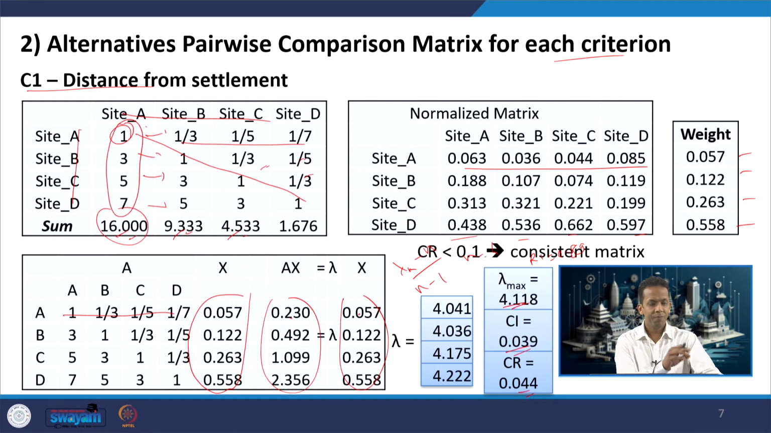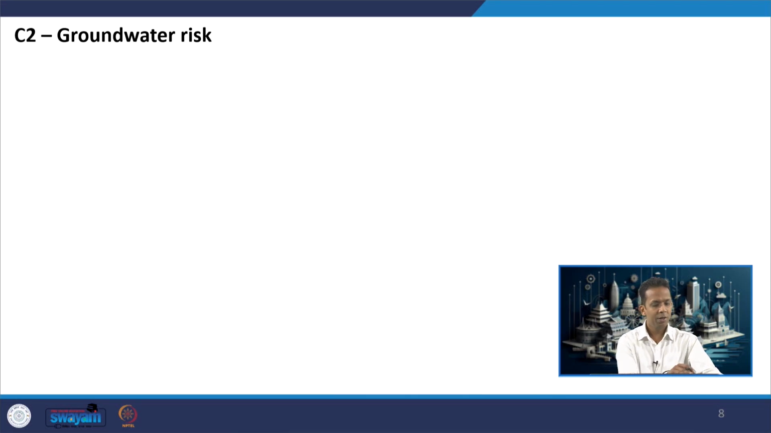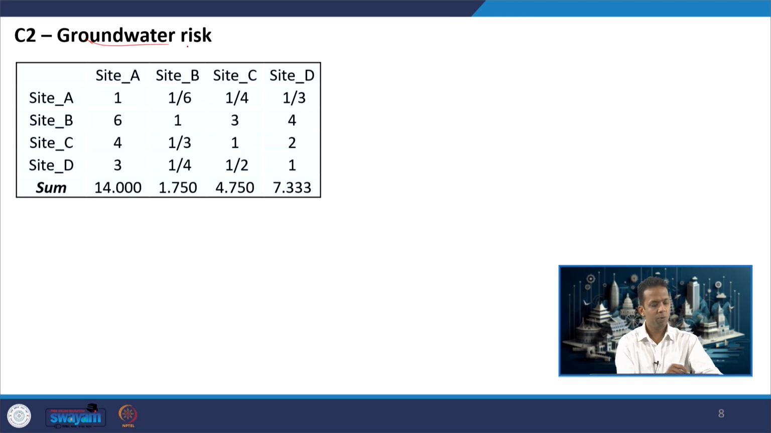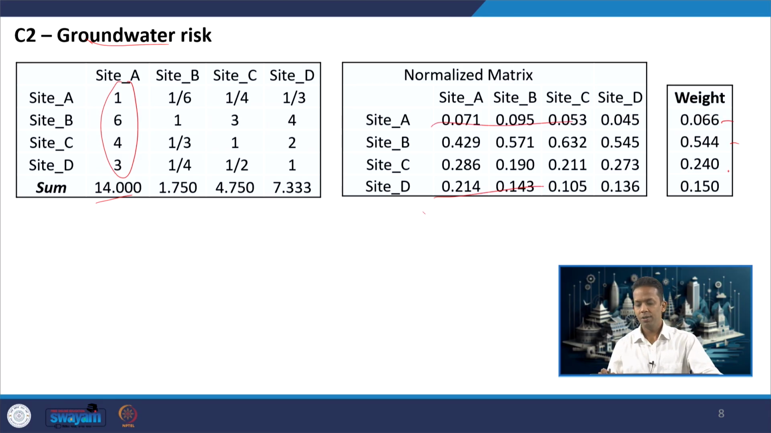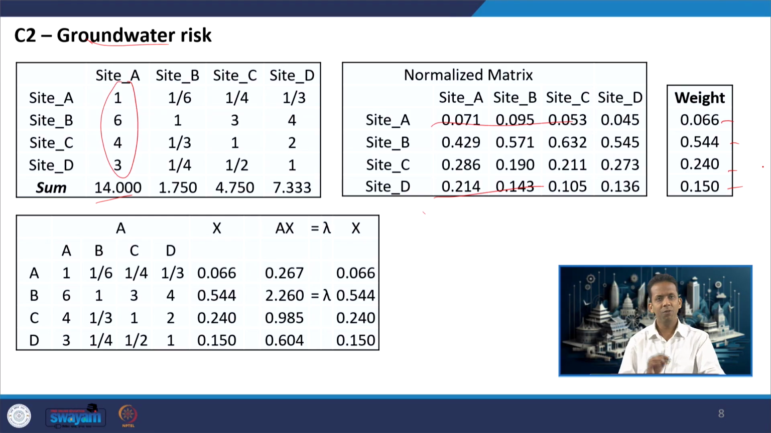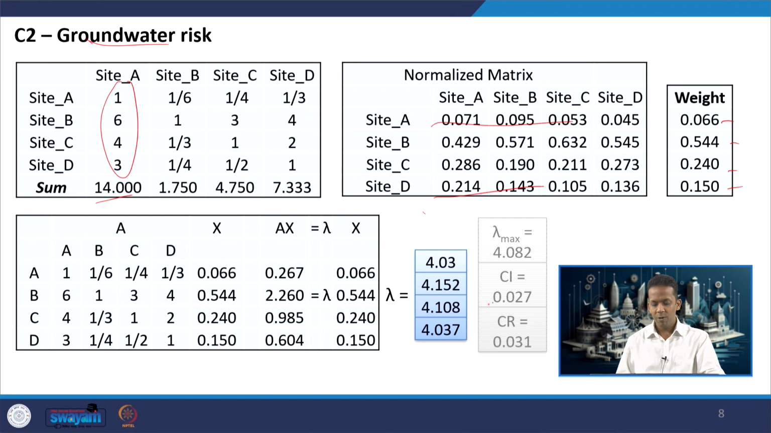Just like we did for criteria 1, we can do for criteria 2, groundwater risk, a 4 by 4 matrix. This data is given to us in the numerical. Do the column sums, normalize the matrix, take the average to get the weights, and then for consistency, check Ax equal to lambda x, where lambda would give 4 values. The average of this would give you lambda max, consistency index and consistency ratio. Since we filled the remaining matrix using the first column data, using rational shifting based on the AHP scale, the matrices are going to be consistent most of the time.